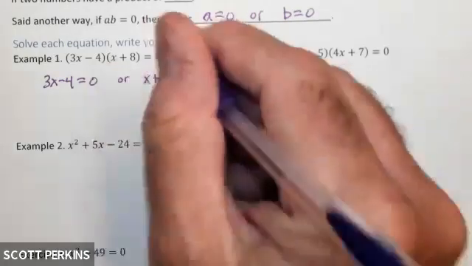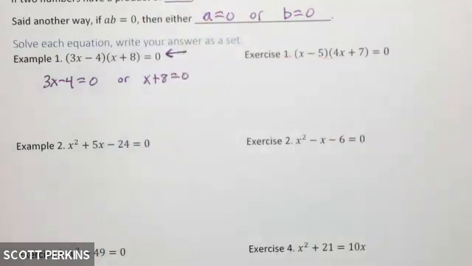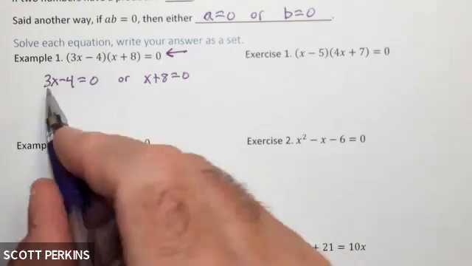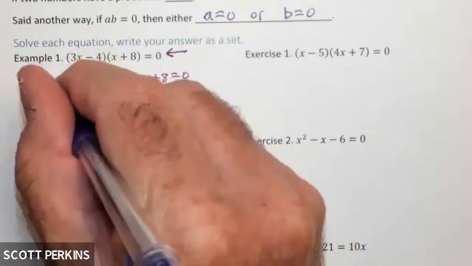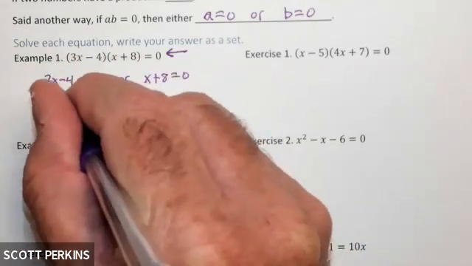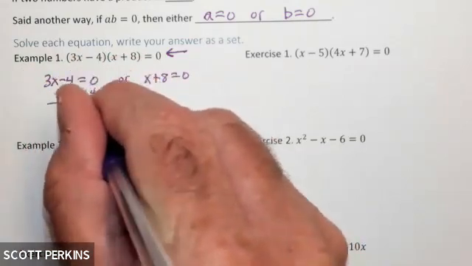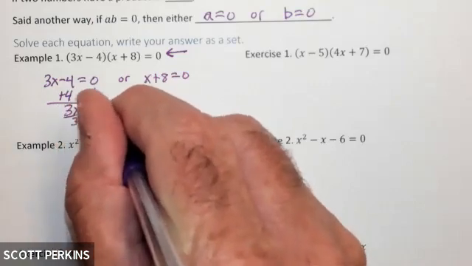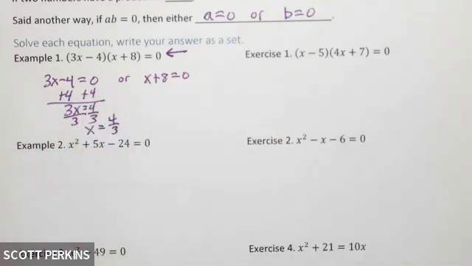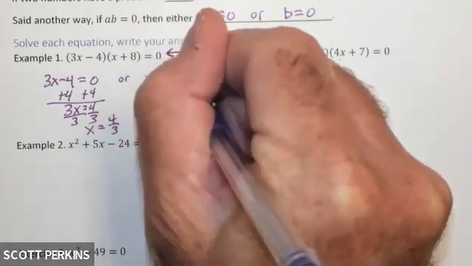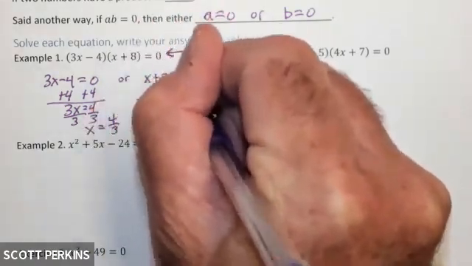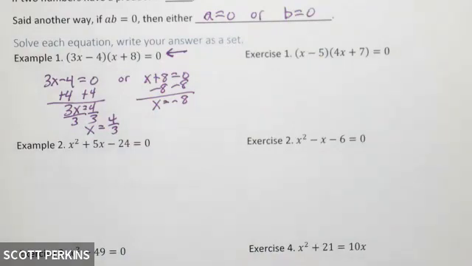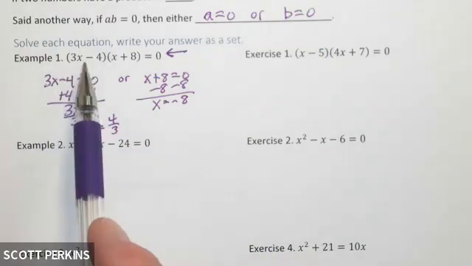The key here is it has to equal 0. We'll get to some problems in a little while, and sometimes students forget that it has to equal 0 in their excitement to solve the problem. From here, these should be nice and relaxed equations to solve. The 3x minus 4 equals 0. I'm going to add 4 to both sides, and I get 3x equals 4. Then I divide by 3, and I get the first solution is x equals 4/3. The second equation, I subtract 8 from both sides, and I get x equals -8. Those are the two possible values that will make this true.